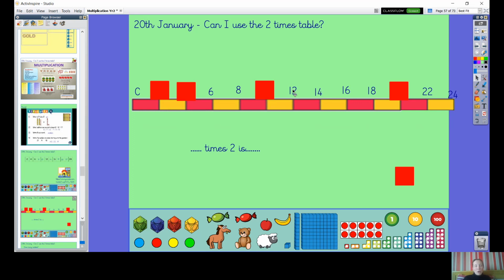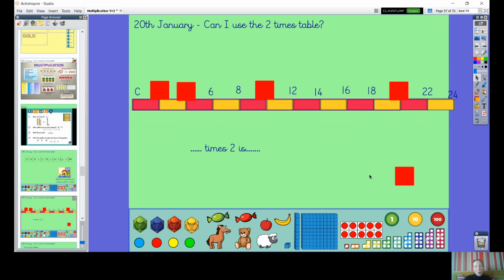6 times 2 is 12. 7 times 2 is 14. 8 times 2 is 16. 9 times 2 is 18. 10 times 2 is 20. 11 times 2 is 22. 12 times 2 is 24.